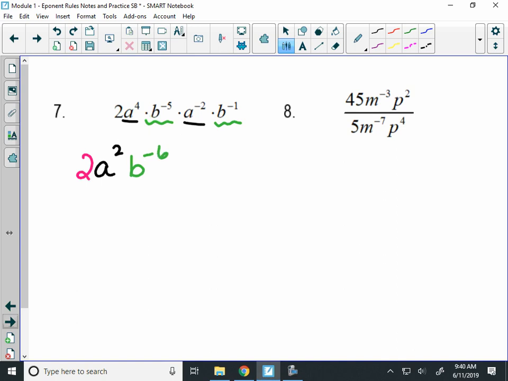Now here, the 2 and the a are happy where they're at. It's just the b that is unhappy. So I'm going to move the b down to the denominator and make its exponent positive.